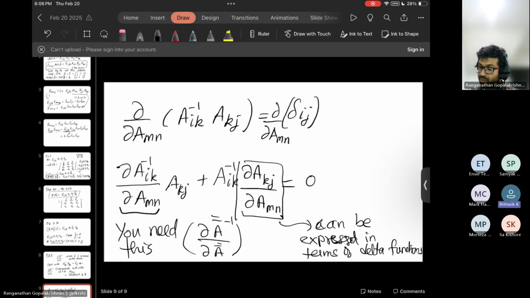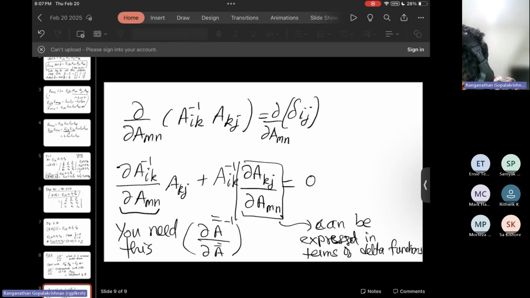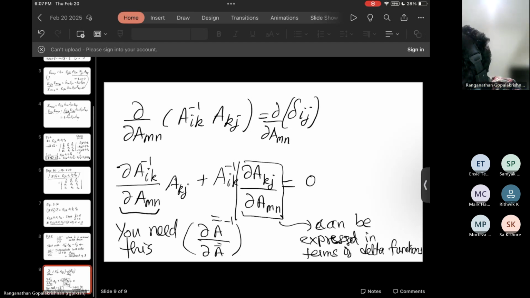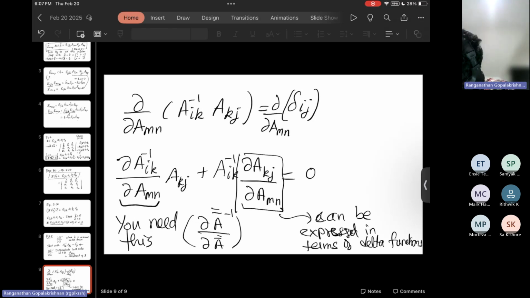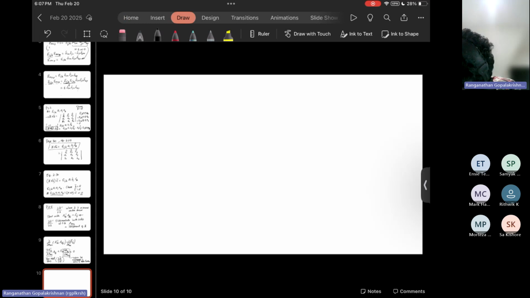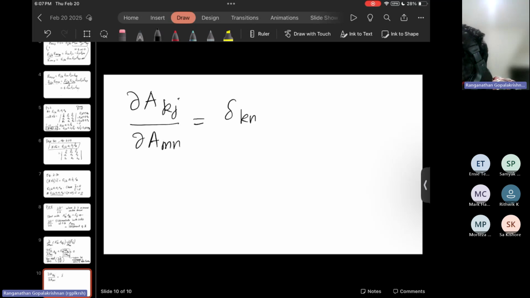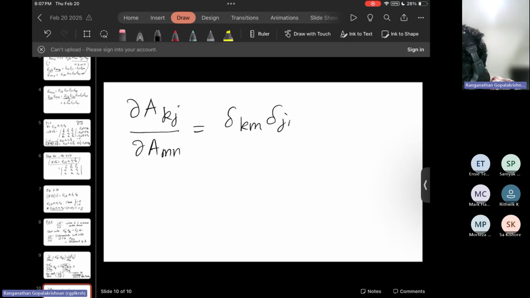Delta KM multiplied by delta JN. Correct. So the partial derivative of A_KJ with respect to A_MN equals delta KM multiplied by delta JN.